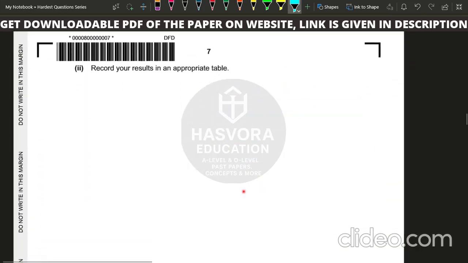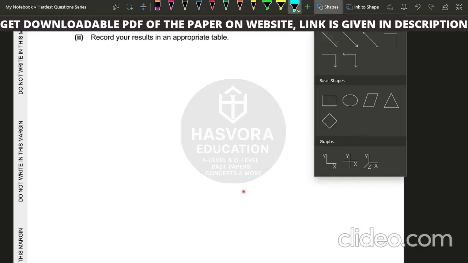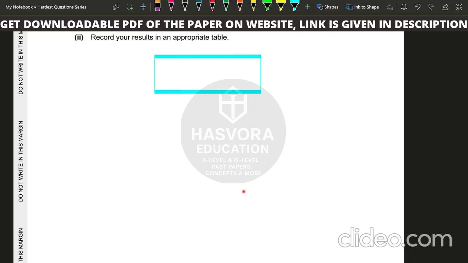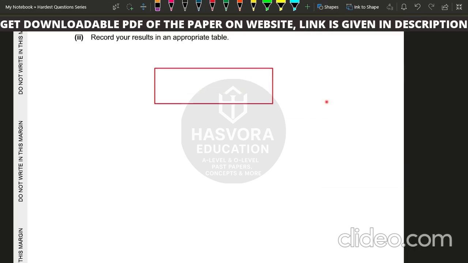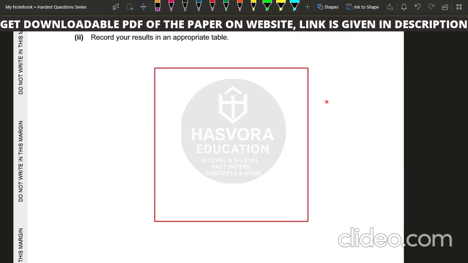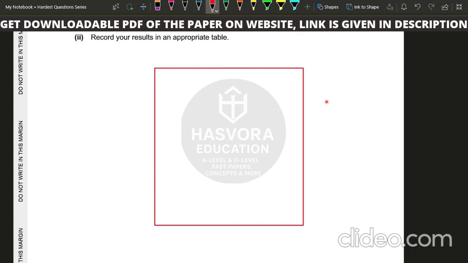Now we have to record the results in the table. So for the table, you should first of all make the table with a pencil, and the end points, or you can say the corners of your table, should be closed. Also it should be drawn with a ruler. It should be straight. It should not be a line going like this and then this. It should be straight.